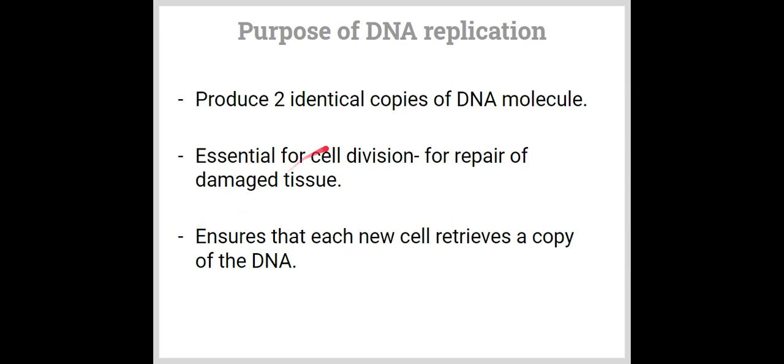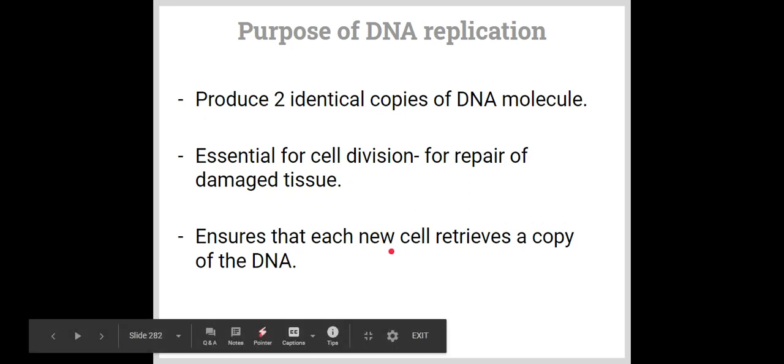The purpose of DNA replication is to produce two identical copies of the DNA molecule, just like the photocopier. It's essential for cell division and for the growth of damaged tissue along with the repair. If we're repairing damaged tissue, we're using the process known as mitosis. DNA replication occurs before mitosis, if you look at the cell cycle video. DNA replication ensures that each new cell receives a copy of the DNA.